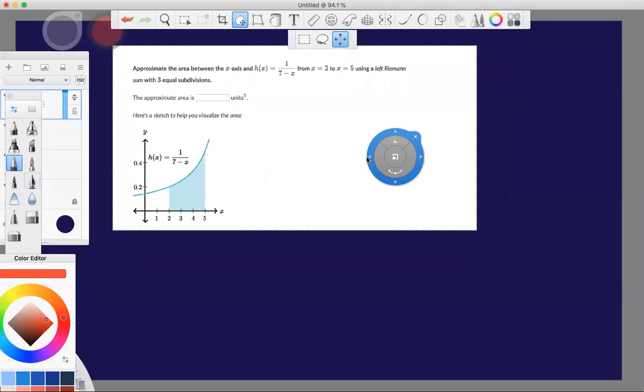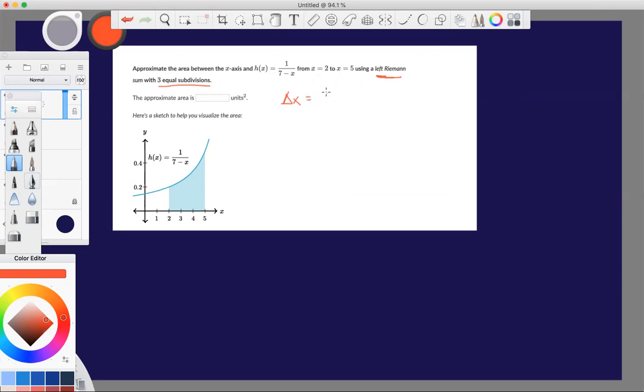Okay, so this one we're using the left Riemann sum. This is our function, h of x equals 1 over 7 minus x. And we are going to do 3 equal subdivisions. So again, guys, this is 3 equal subdivisions. We can do our basic delta x, which is equal to x sub 2 minus x sub 1 divided by the total number of equal rectangles, or in this case, subdivisions.